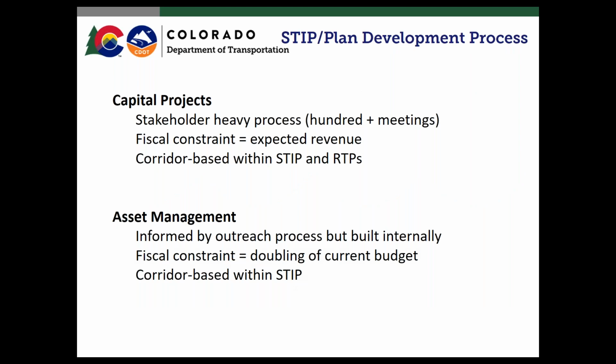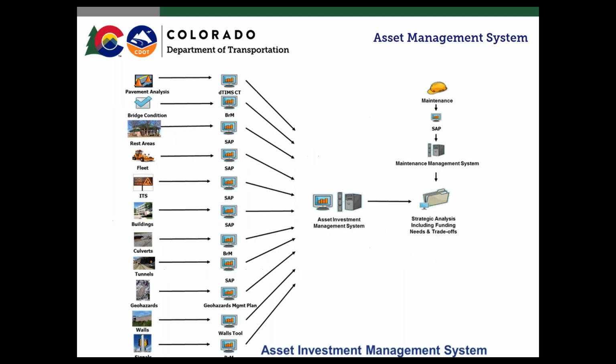This roughly just tells the difference in a different way. The stakeholder-heavy process for capital projects, the fiscal constraints based on expected revenue, it's corridor-based. As opposed to asset management, still corridor-based. We still want to inform by outreach, but as I said before, it's built internally. And the fiscal constraint for the needs, we look at doubling the current budget.